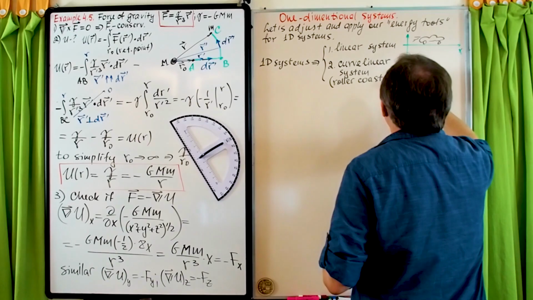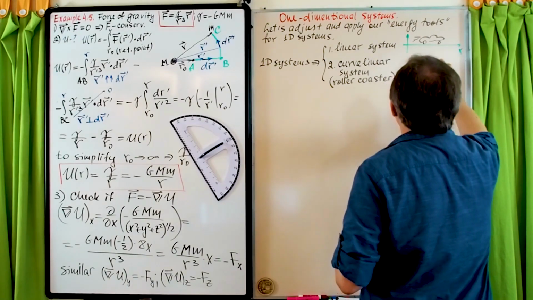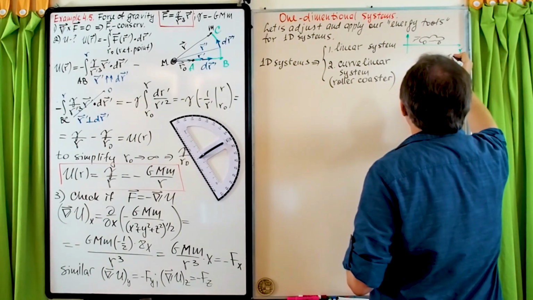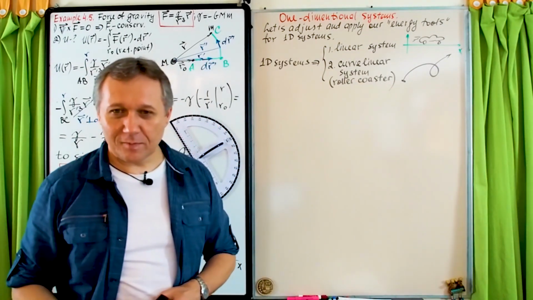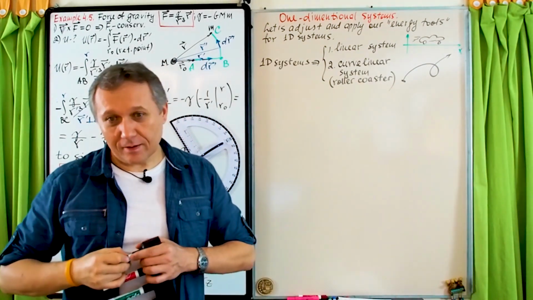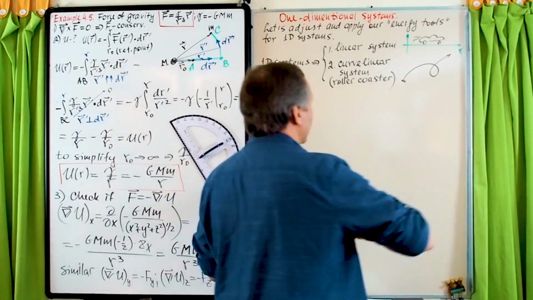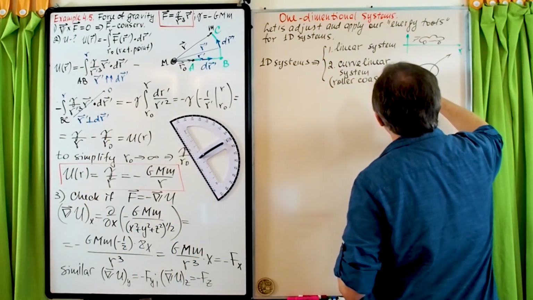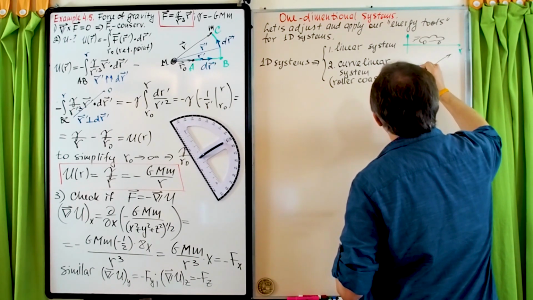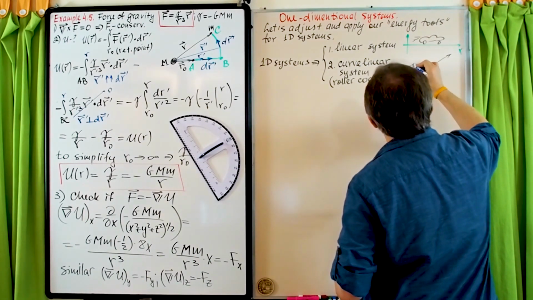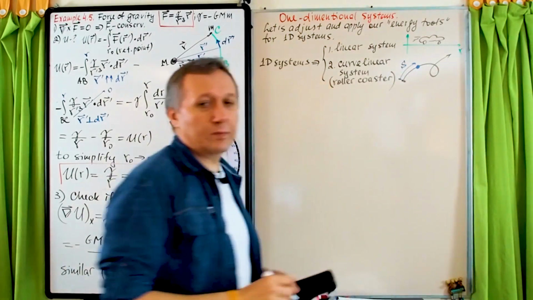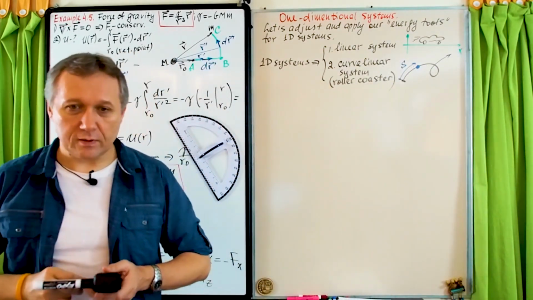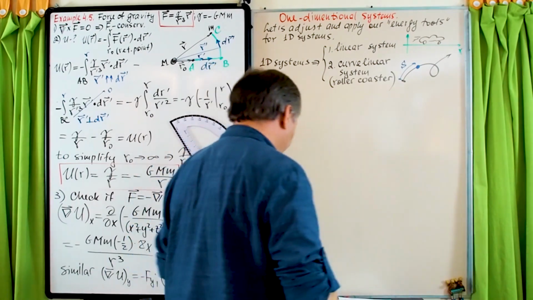All right. Okay, let me draw some. For example, this, and that's some track. And it's one-dimensional if you introduce, for example, this parameter. Let's say the cart or the bead is at this point, and if you measure just this distance s from the beginning, that can be used as a parameter.